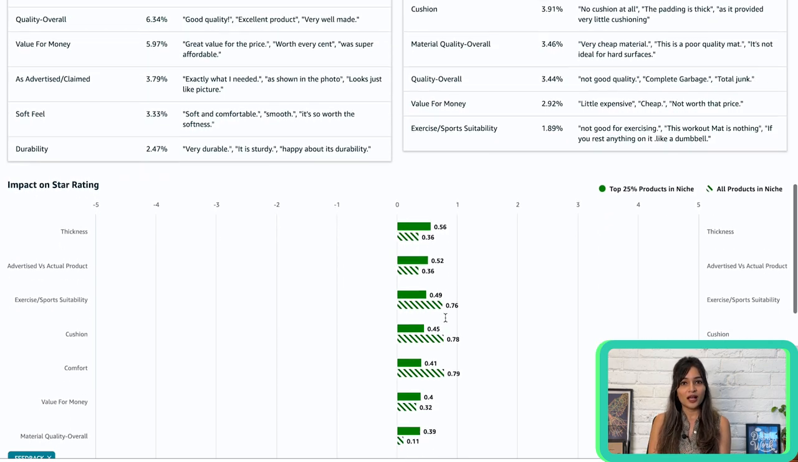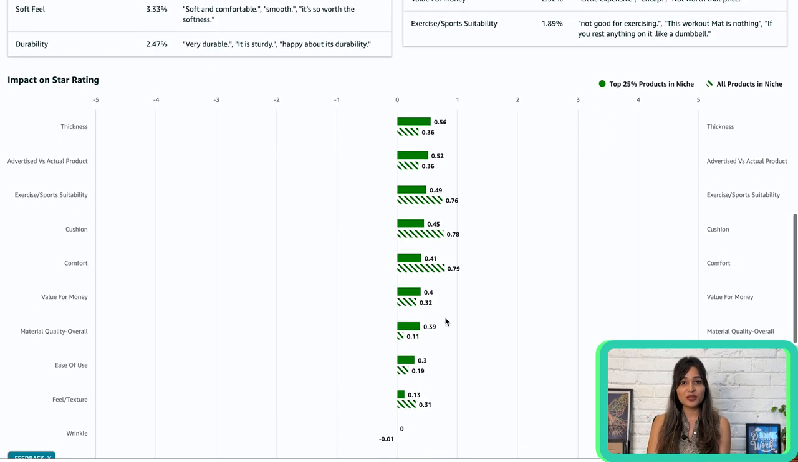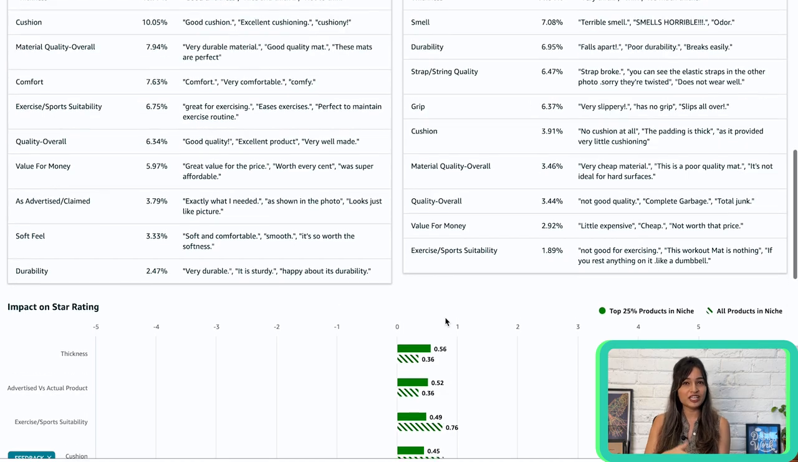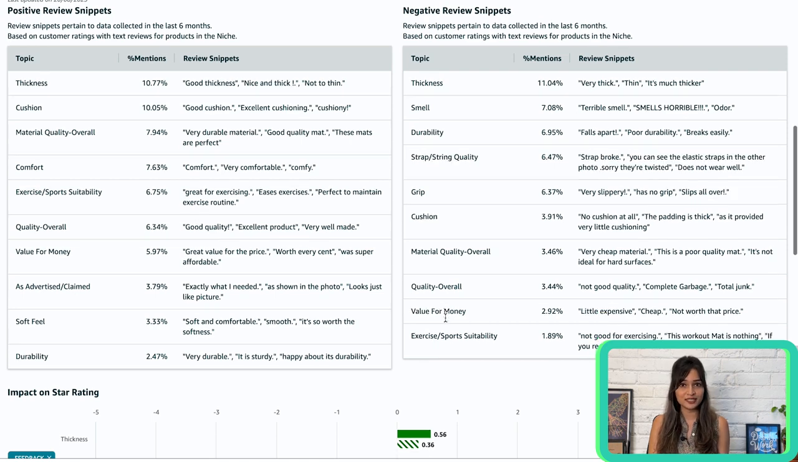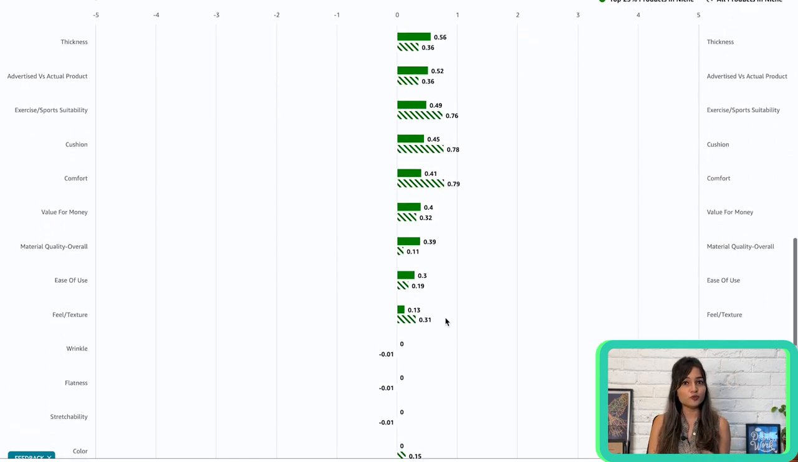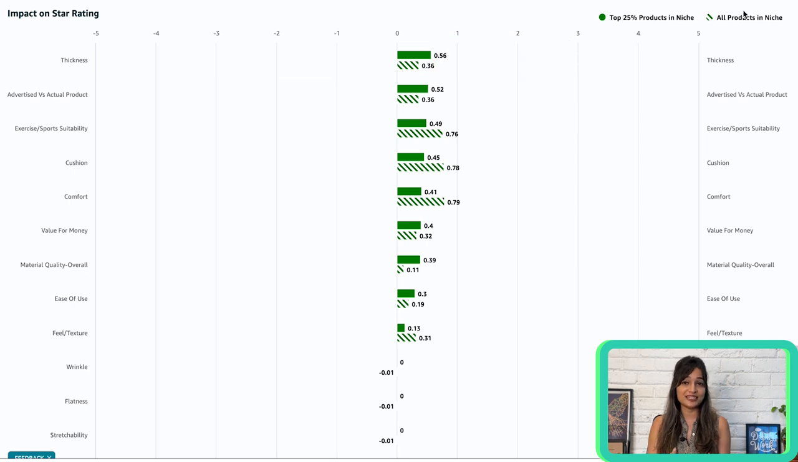The chart below the review snippets visualizes the estimated impact of each factor on the average star rating of the niche. This chart has two sets of metrics, one for all the products in the niche and another for the top 25% of the products. Both of these sections help you gain a deeper understanding of the niche and potential for growth within it.